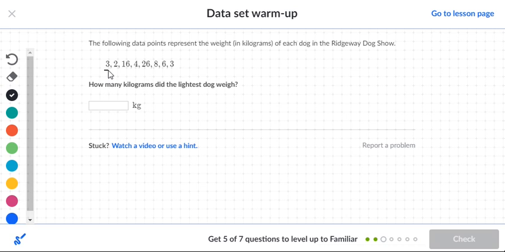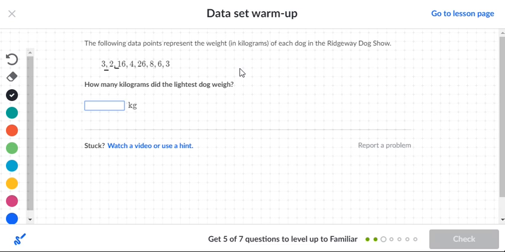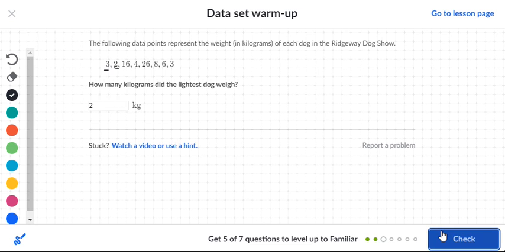So we got to look at our numbers here. We have 3, we have 2, so 2 is the smallest so far. We have 16, 4, 26, 8, 6, and 3. So nothing is smaller than 2. So 2 would be the lightest weight, or the smallest number.